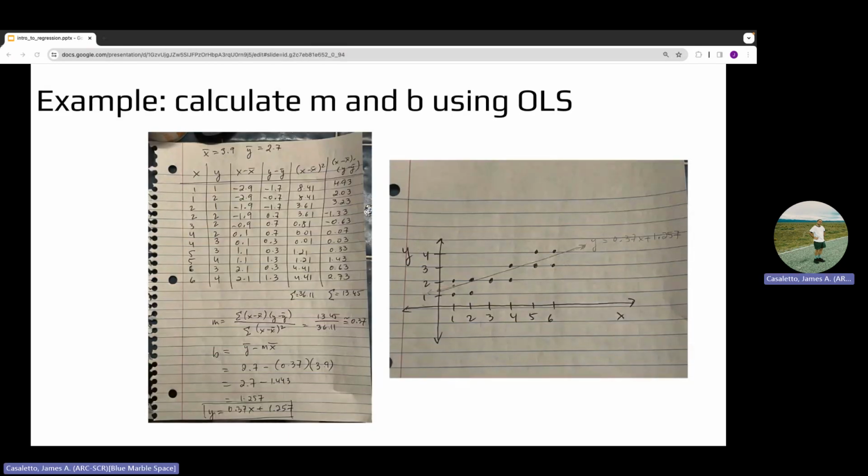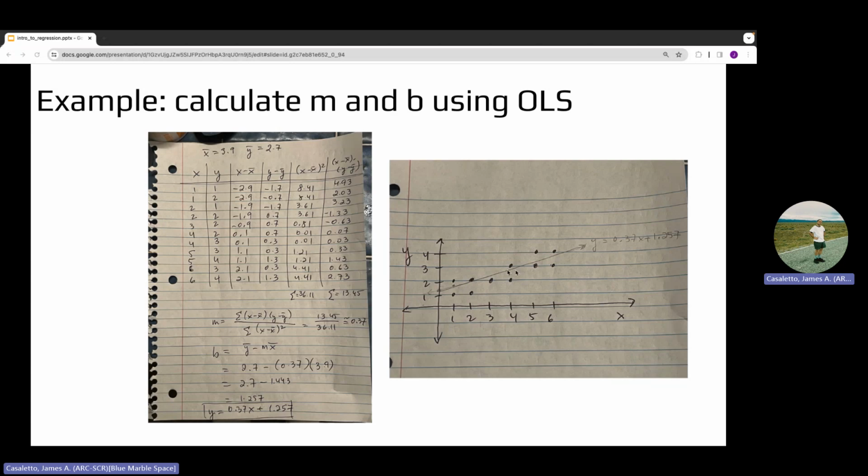So this is a handwritten example on the left where I have a number of points in a table, and on the right, you can see the points that I've plotted. So you can see there's 10 points there. For example, there's the point 1, 1, there's the point 1, 2, there's the point 2, 1, the point 2, 2.